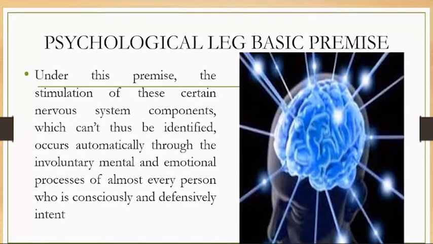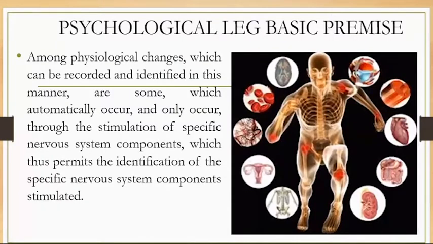Another leg we saw earlier is still the physiological. These are the physiological changes that can be recorded and identified, some of which occur automatically and only occur through the stimulation of specific nervous system components. Here you can see the body. Those are its parts. Once it moves, all of its parts become active. A part of the body cannot just be asleep, especially the brain and all its parts.